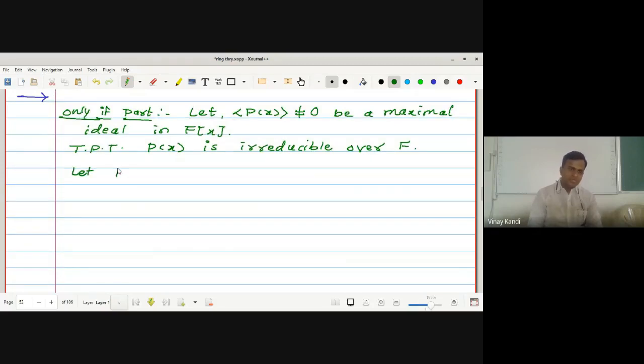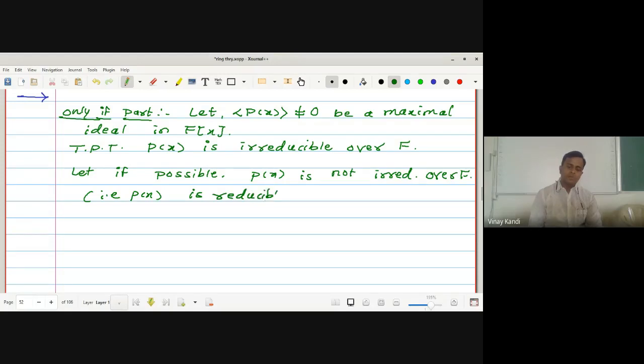That is, let, if possible, P of X not be irreducible over F. What is the meaning of not irreducible? That is, P of X is reducible over F. Okay, not irreducible means reducible. So what is the definition of reducible over F?